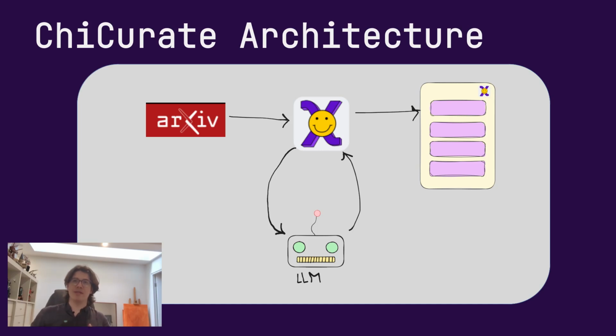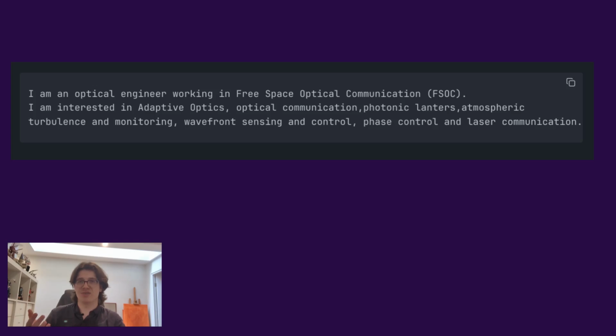Chi-Curate works by pulling these two technologies together. The program is remarkably simple. It pulls the RSS feeds from the archive website and feeds the titles to our large language model AI. The AI then reads about your interests and then reads the title of each article and ranks it appropriately. For example, for my application, I've told the AI that I am an optical engineer working in free space optical communications. I'm interested in adaptive optics, optical communication, photonic lanterns, atmospheric turbulence monitoring, and wavefront sensing and control.